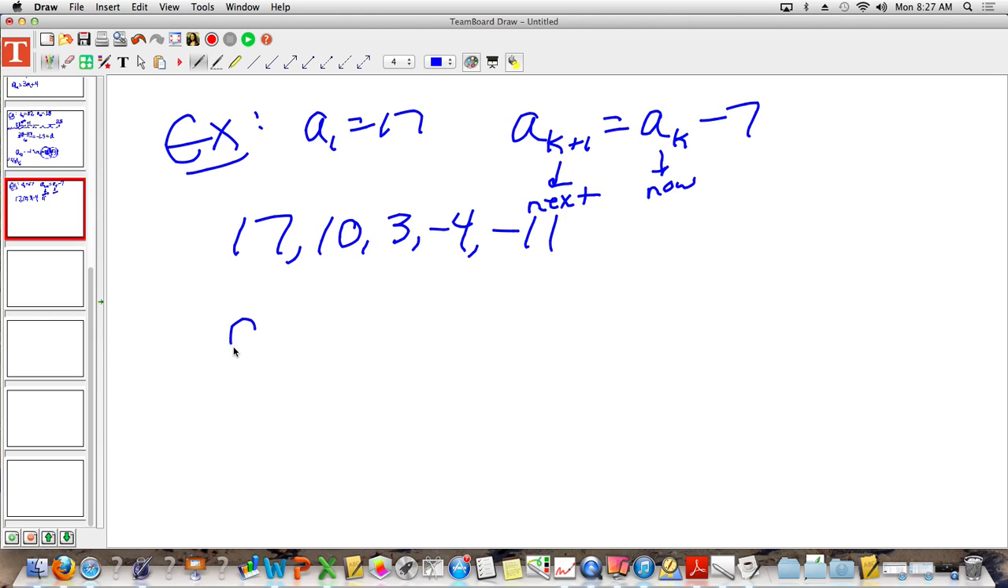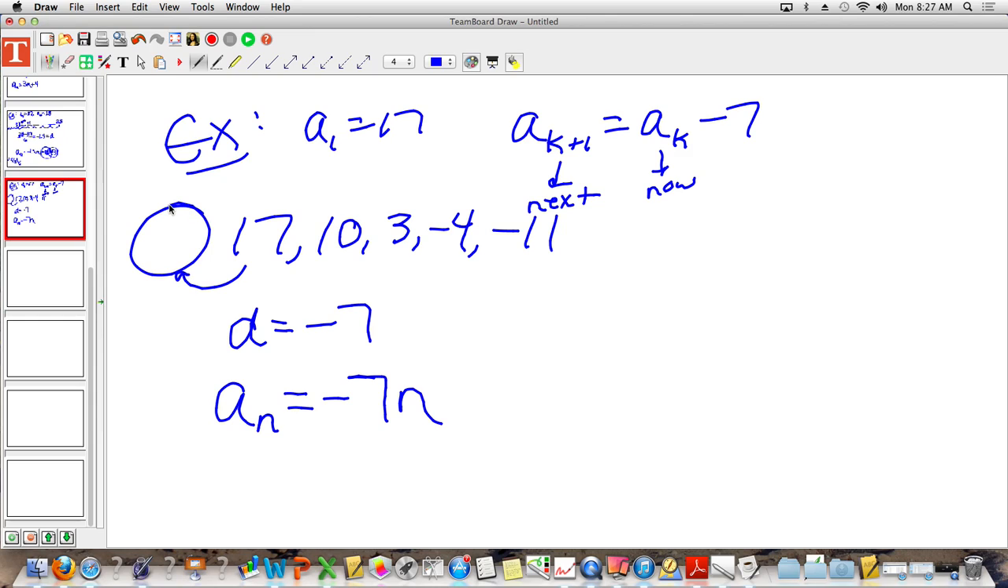What are the differences? What are your d values? You're always subtracting 7, so the d value is equal to negative 7. And your rule, a sub n, is equal to, well, your difference is negative 7, so it's negative 7n. Then you have to think backwards 1 step to get your 0 term. So if you think backwards 1 step to get your 0 term, you have to add 7. So it's going to be 24. All right.